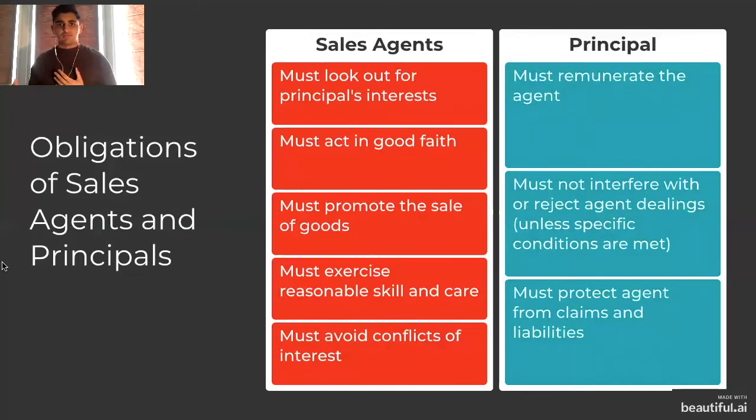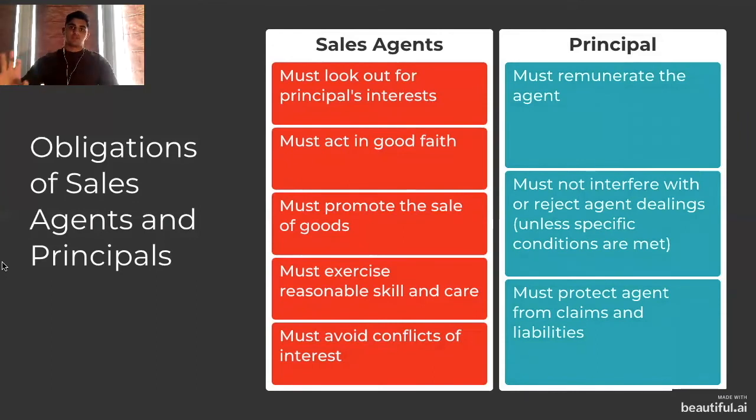So if they find a lot of clients, they'll get bonuses. So the principal is under an obligation to remunerate the agent, and must not interfere with or reject any agent dealing. If the agent is in the middle of a contract and he's trying to find retailers, and the principal keeps butting in, the agent's never going to make any sales. So he has an obligation to just let the agent do what he wants, okay?